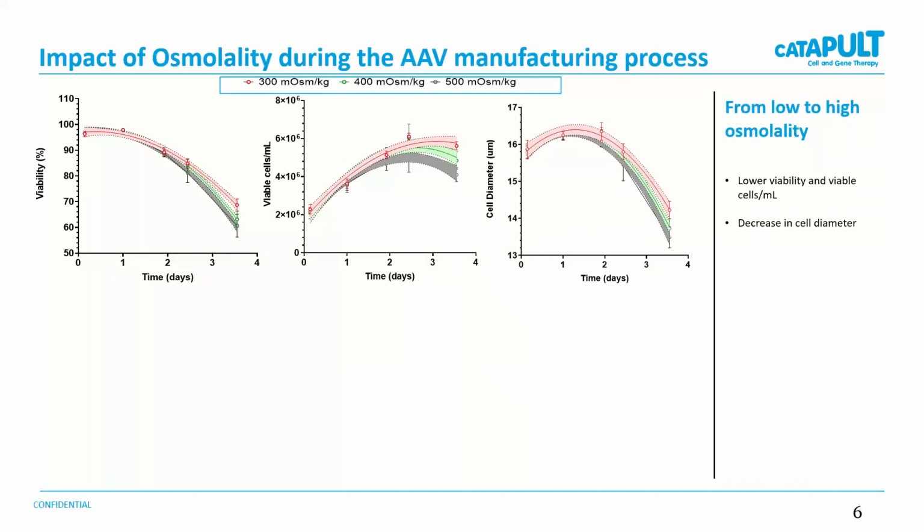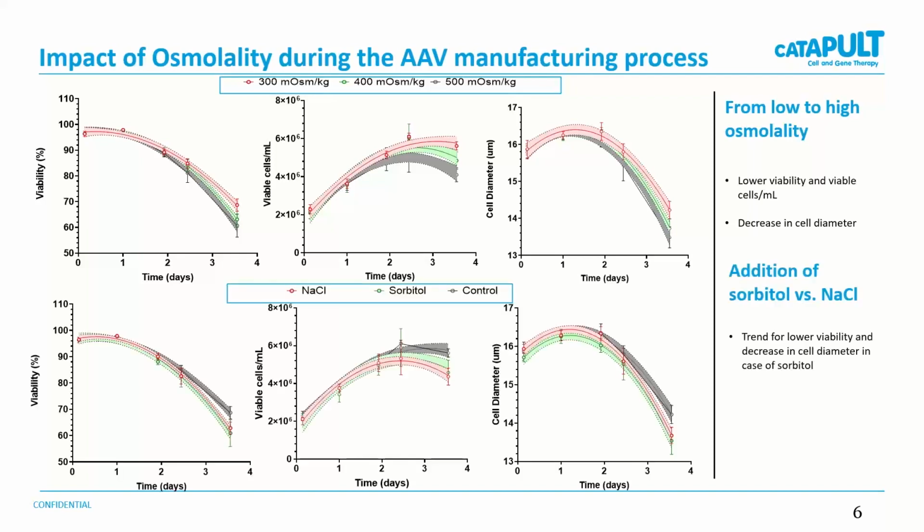Before showing you all the titers, I just want to show you some trends we want to identify from the results. I'm going to start with the difference between using a low osmolarity and a high osmolarity in the process. You can see the difference between conditions from 300 milliosmol in red, 400 in green, and 500 in gray. We can see a trend for a decrease in variability when going into high osmolarity, and a decrease in cell diameter.